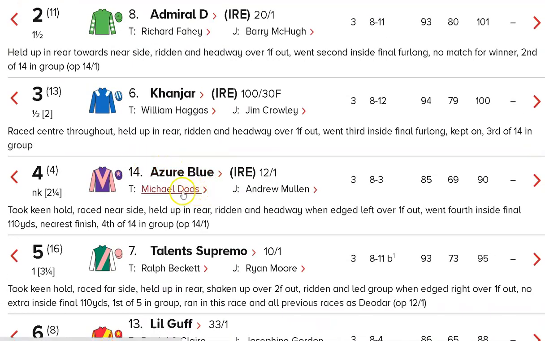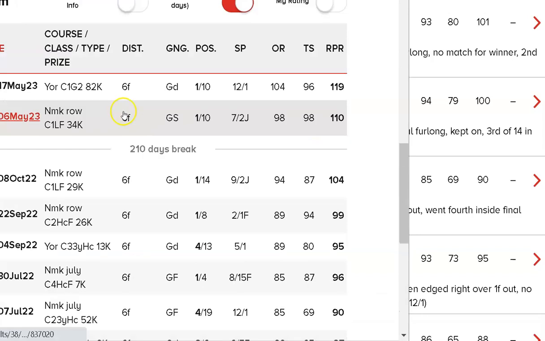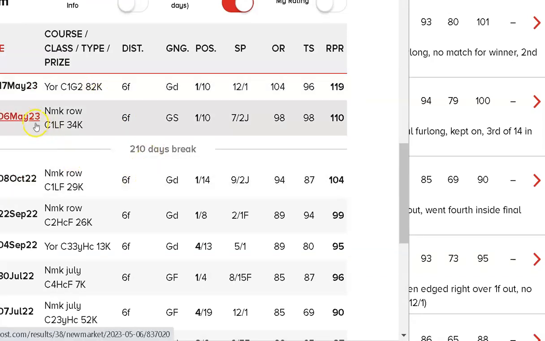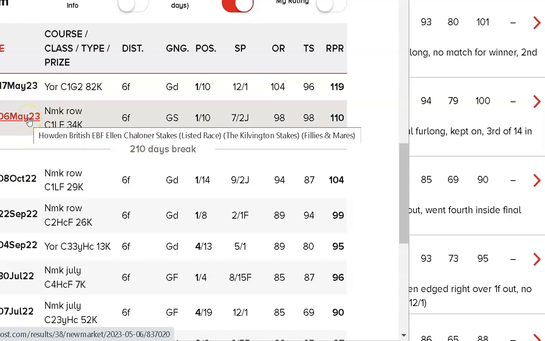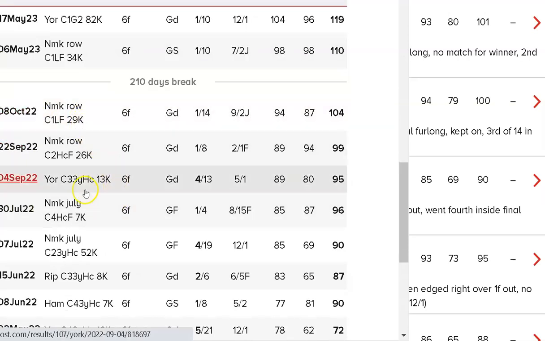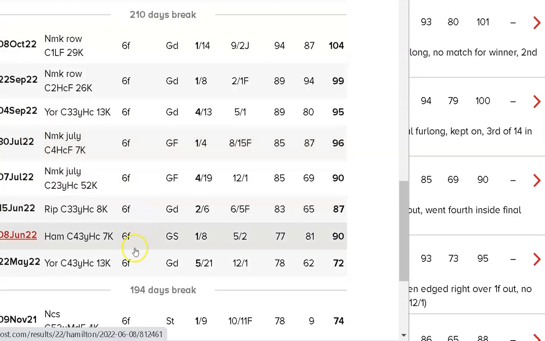Just a quarter of a length behind is a filly called Azure Blue, trained by Michael Dodds. And if we have a look at her, this shows how strong the form is. She just won a Group 2 at York, the Duke of York Stakes. She won a listed race at Newmarket over 6 furlongs, and then the Group 2 Duke of York Stakes. And she's actually won 4 races on the bounce.